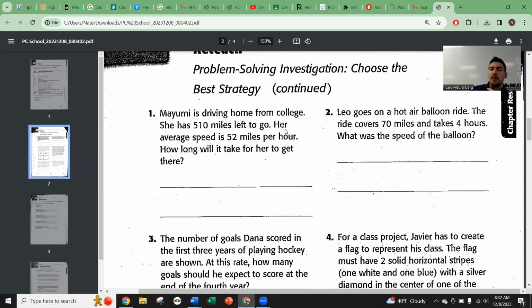So, what do we need to do? Mariah thinks division. Mayel, do you think division might be good? I would say yeah, let's do some division. Go ahead and do that now, guys. Go ahead and do some division there. So we're going to do 510 divided by 52.